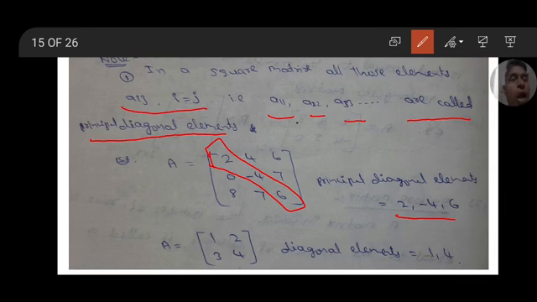Next example. A equal to 1, 2, 3, 4. It is a 2 by 2 square matrix. Here A11, A22, that is 1 comma 4, are the diagonal elements or principal diagonal elements.